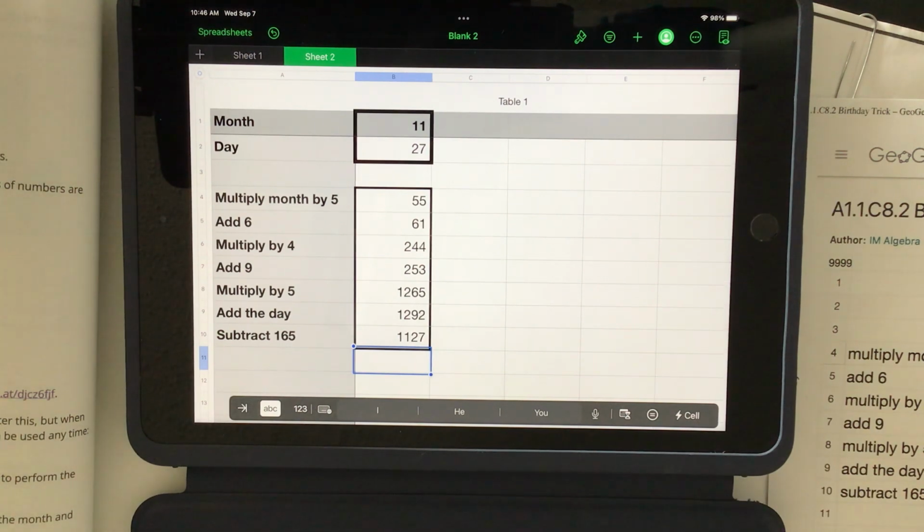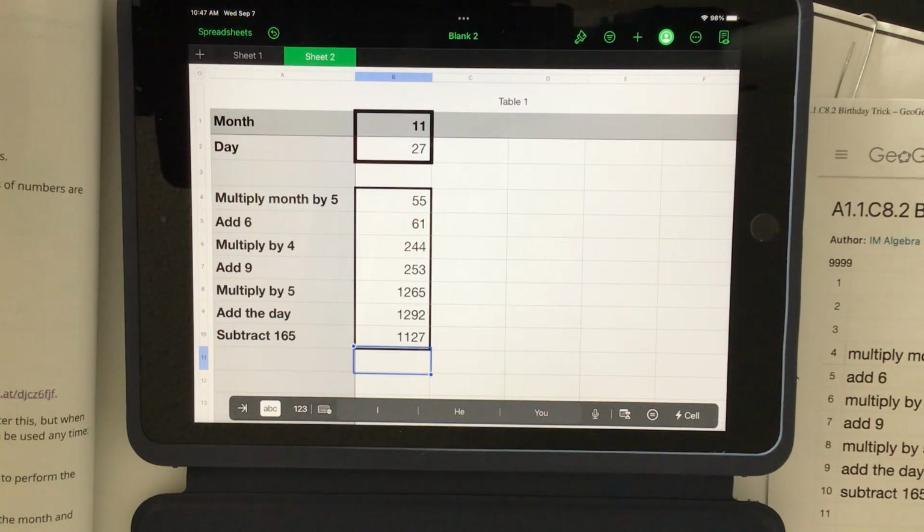What do you notice about the answer? It's the date. 11/27. Down 6. How do you do that? That's weird. So, you should have all the same numbers. If not, you did something wrong. You added 5, times 5.